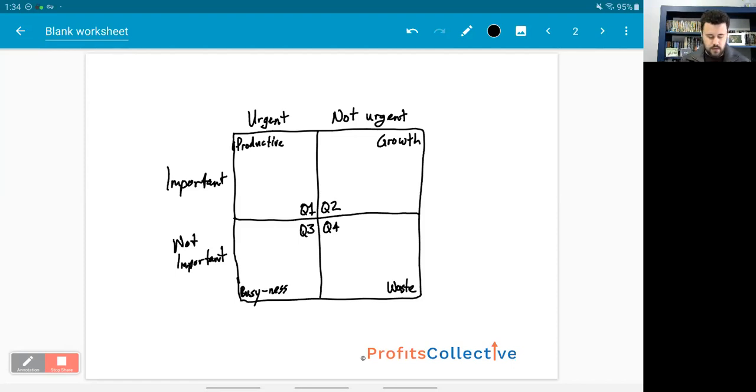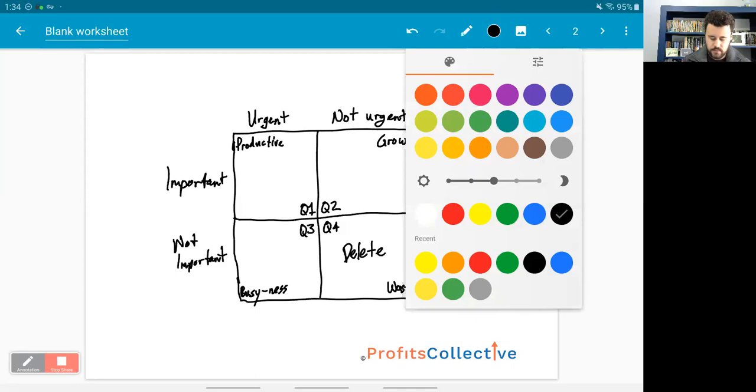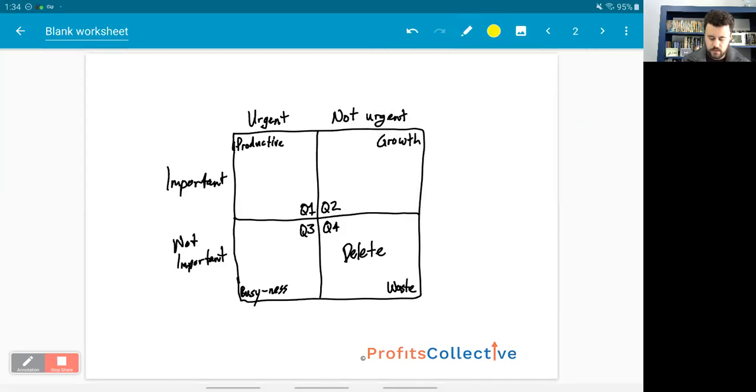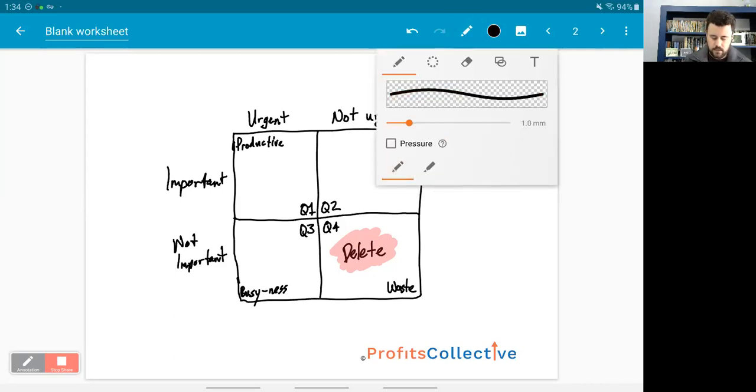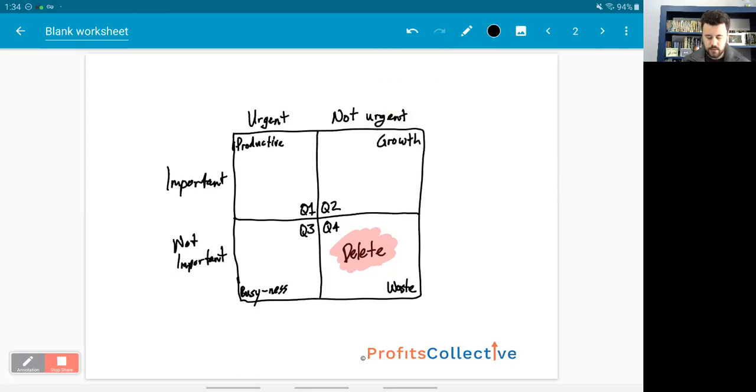So what do you do? Now that you know what each quadrant is like, and where we want to be is Q2, let's talk about what you do if you find yourself in each of these. If you're in Q4, you want to delete whatever the thing is that you're doing. It's not important and it's not urgent, so don't do it. Just delete it. I'll make it red so you can see the whole point is we want to get rid of this stuff.